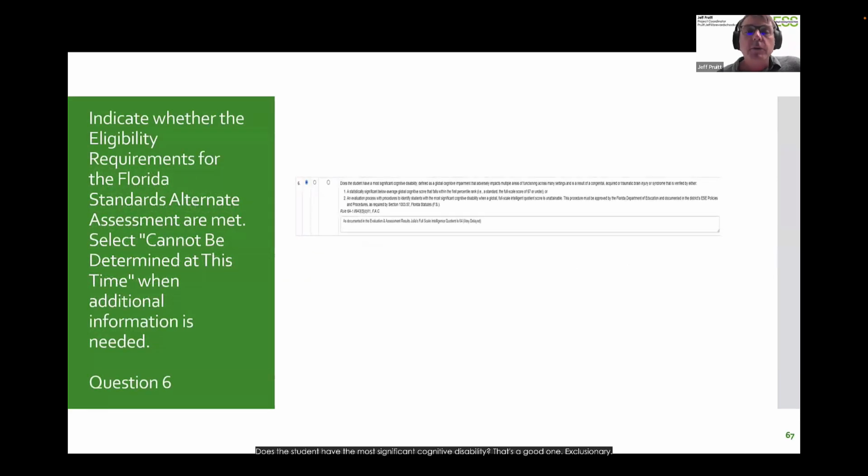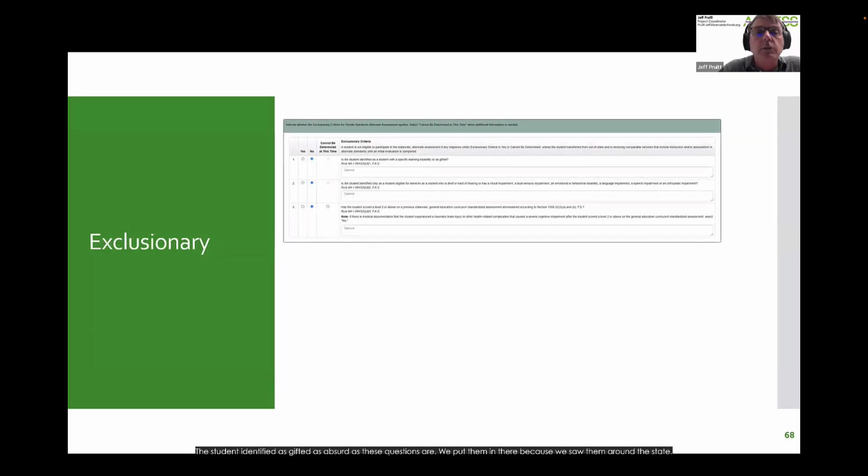Does the student have the most significant cognitive disability? That's a good one. Exclusionary, is the student identified as gifted? As absurd as these questions are, we put them in there because we saw them around the state and we saw gifted students on access points. Is the student identified only as eligible for students who are deaf, hard of hearing?